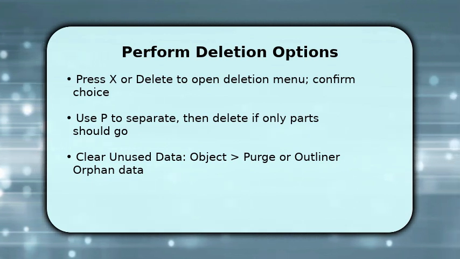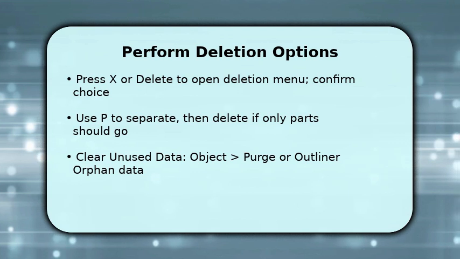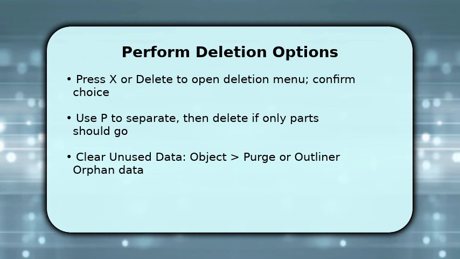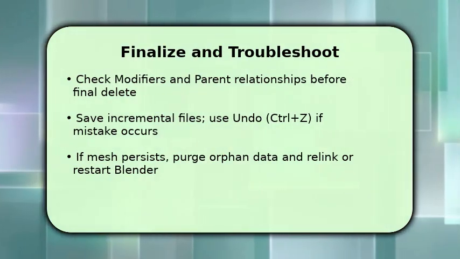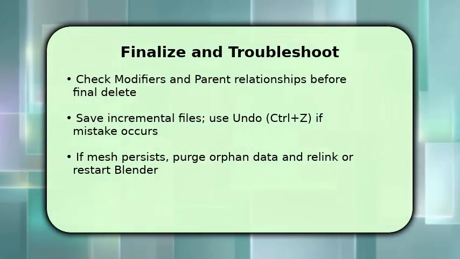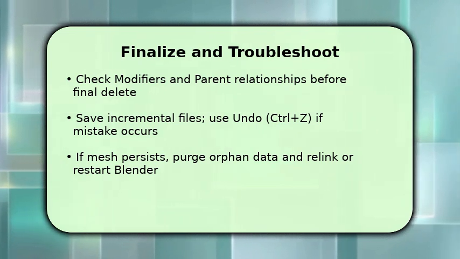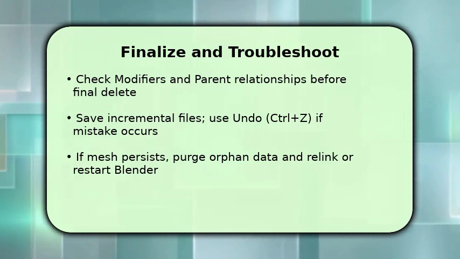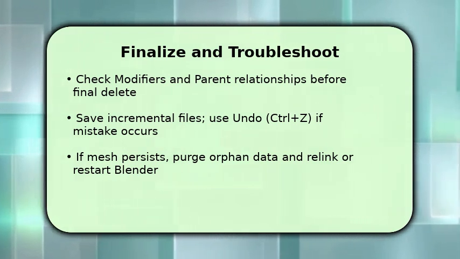Finish by verifying dependencies and cleaning up. Inspect modifiers, constraints, and parents because linked objects or children can prevent expected results. Unparent or apply modifiers if needed before deleting. Save an incremental version so you can revert. Use Ctrl+Z immediately if you deleted something unintentionally.